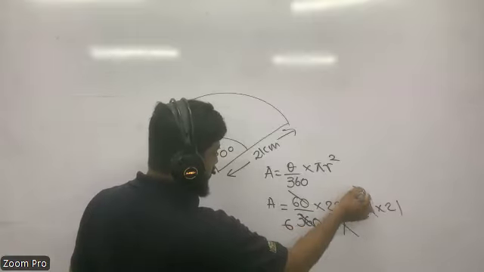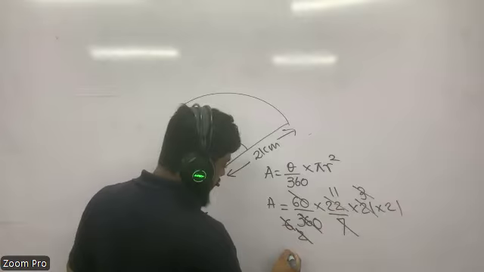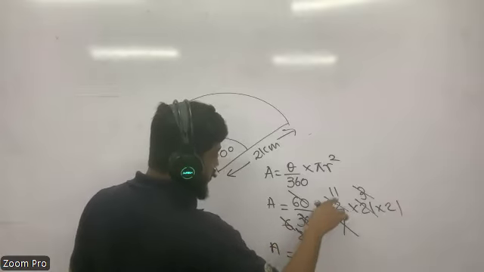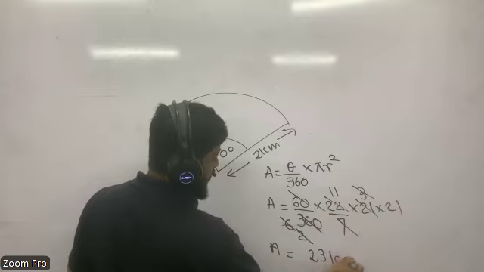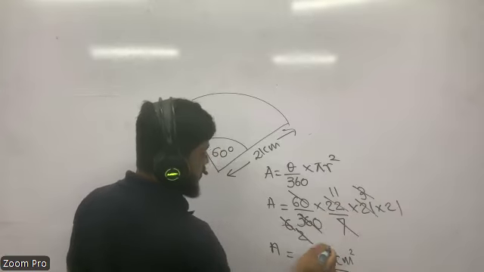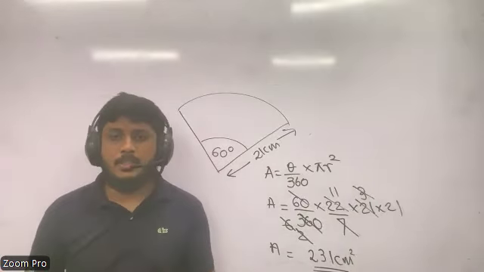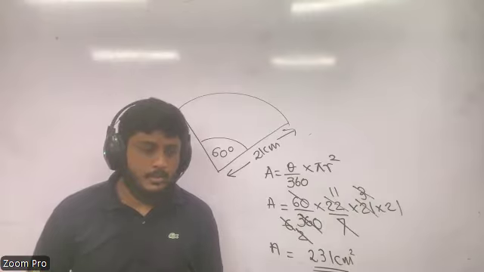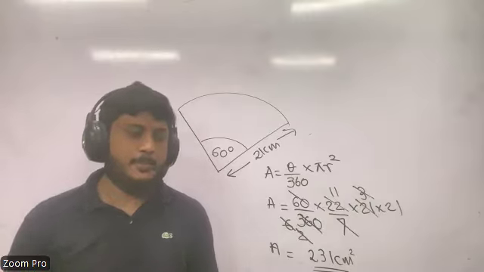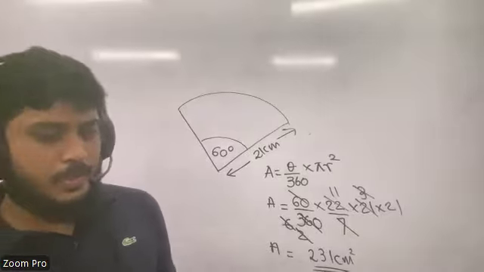This 3 and 6, I can simplify 2. This 2 and this 22, 11. Finally, you get 11 into 21. 11 into 1 is 11, 22, 231 centimeter squared. We get the answer. Area equals 231 centimeter squared. I hope you can understand. Neatly write this part. This is about the area of the sector.